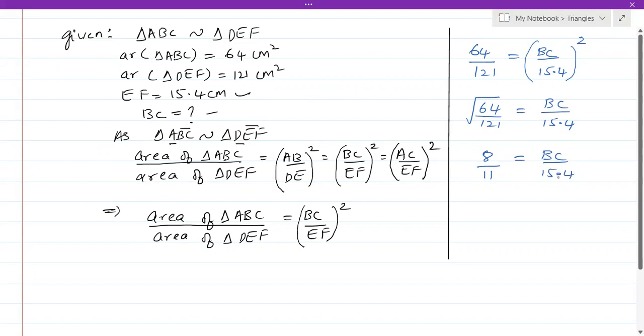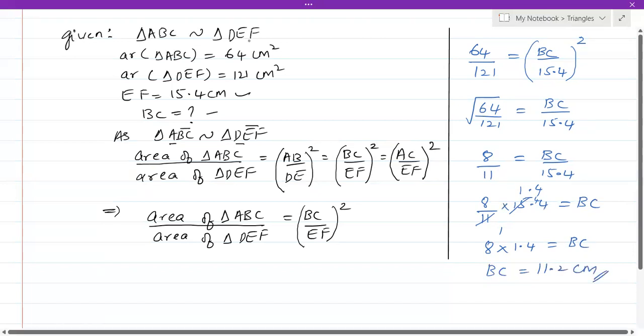Let's transpose 15.4 to the other side. So it will become 8 by 11 into 15.4 is equal to BC. So you can cancel it. 11 ones are 11, 11 fours are 44, the point as it is. So it becomes 8 into 1.4. Okay, so 8 into 1.4, that is 14 eights are 112. So it becomes 11.2, which implies BC is 11.2 centimeters.